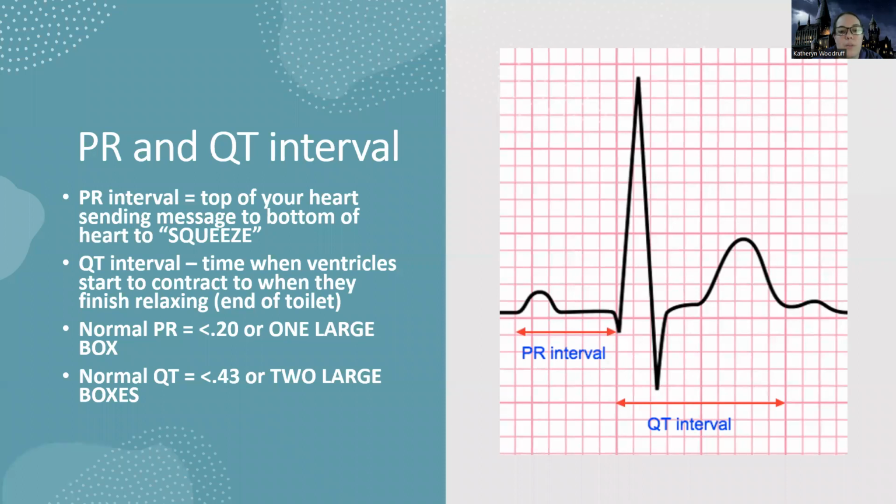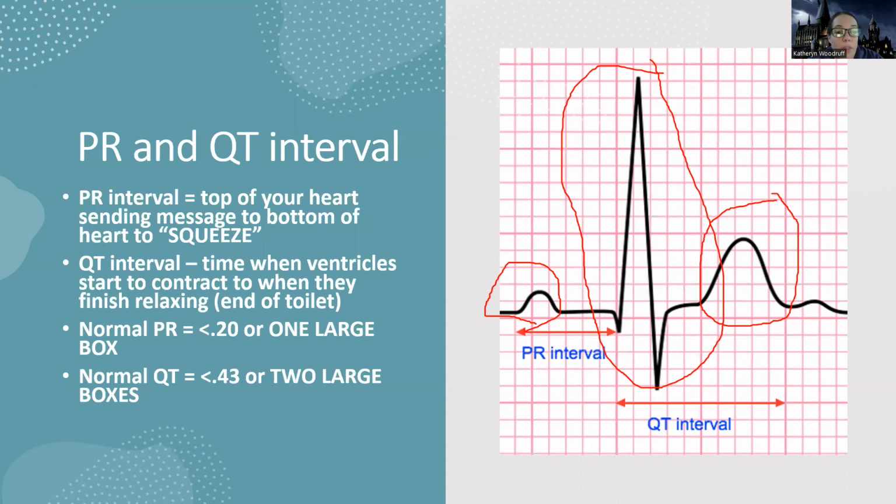So far we've just talked about the waves. We've talked about the P wave here, the QRS up here, the pointy thing, and then the T wave here. So we have our three parts, but then like I said, we're looking at time, and sometimes the time that things take to happen or talk to each other, like for example, this PR interval is the time it takes the top of the heart to tell the bottom of the heart to squeeze. If there's something off with that, it can definitely lead to rhythm issues.